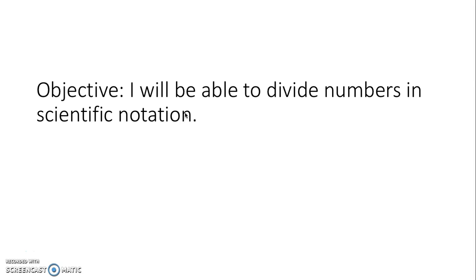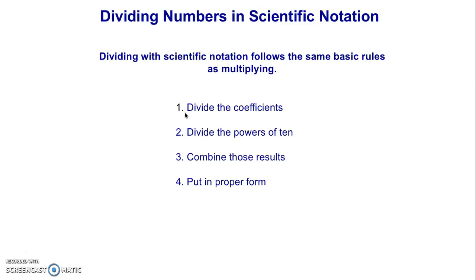So scientific notation with multiplying and dividing, these steps are very, very similar. In fact, they're the same basic rules as multiplying. Step number 1 is divide the coefficients. Step number 2 is divide the powers of 10. Step number 3 is combine those results. Step number 4, put in proper form if you need to. So let's look at some examples.